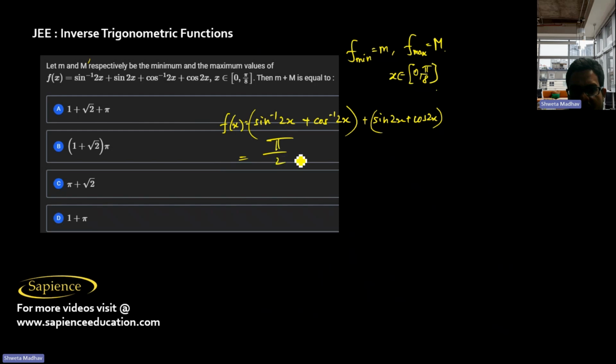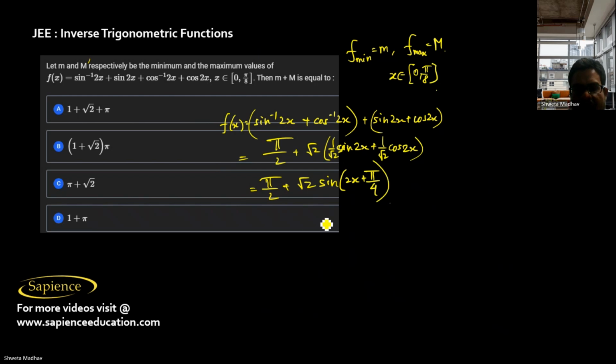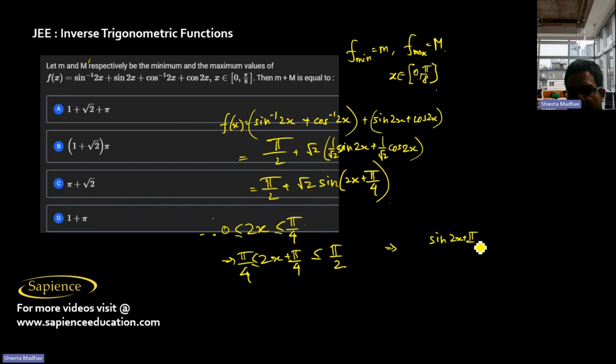So now this will be obviously pi by 2, since 2x will go from 0 to pi by 4, plus we can write root 2 into 1 by root 2 sine 2x plus 1 by root 2 cos 2x. Now this I can write as cos pi by 4, this I can write as sine pi by 4. So this I can write as pi by 2 plus root 2 into sine of 2x plus pi by 4. So 2x will go from 0 to pi by 4, so 2x plus pi by 4 will go from pi by 4 to pi by 2. So sine of 2x plus pi by 4 will go from sine pi by 4, that is 1 by root 2, to 1. Therefore root 2 times sine of 2x plus pi by 4 will go from 1 to root 2 obviously.